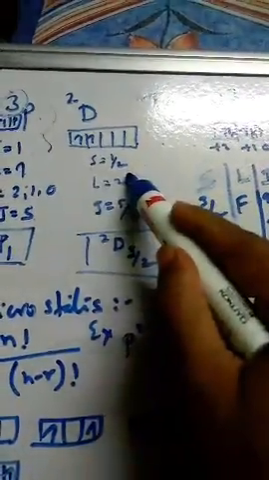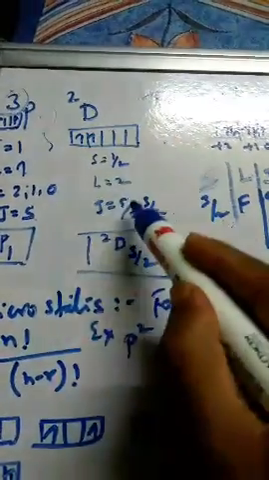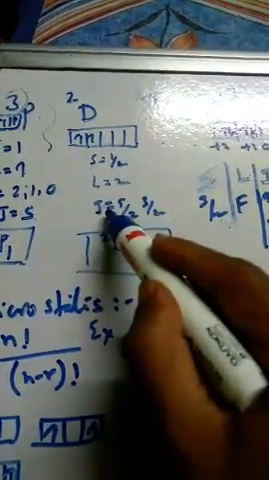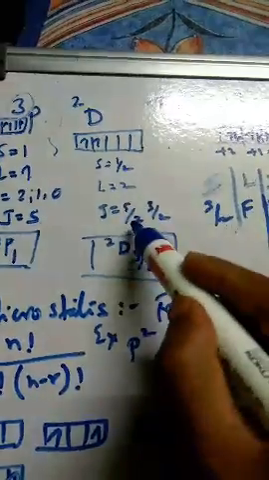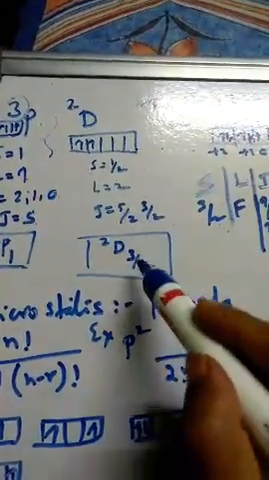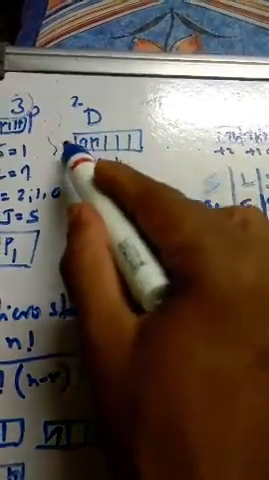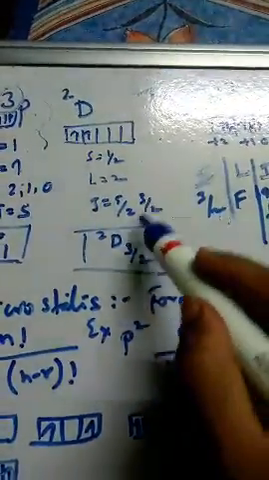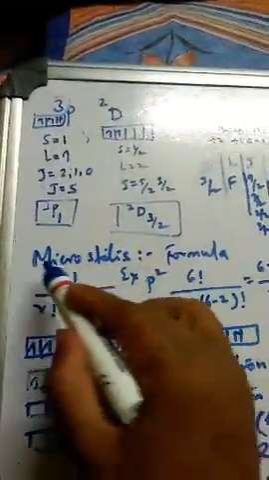Similarly doublet D. Doublet means S is equal to half here. Then L is equal to 2 because it is D. Then J: 2 plus half, that is 5 by 2, and 5 by 2 minus 1 is 3 by 2. So the ground term will be with J equal to 3 by 2, because it is less than half filled, as per the rules. So this will be the ground term. So next will be the microstates.